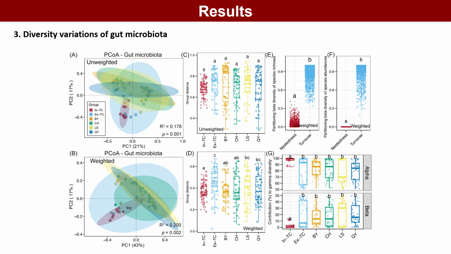We further applied UniFrac distances to assess beta diversity of chicken cecal microbiota. Principal coordinate analysis showed a distinct separation among groups. The contributions of turnover were more important than nestedness. We further quantified the relative contributions of alpha and beta diversity to gamma diversity. The alpha diversity of INTC contributed about 97% of the variation. In contrast, beta diversity showed the opposite trend.